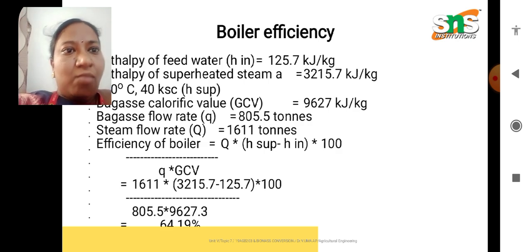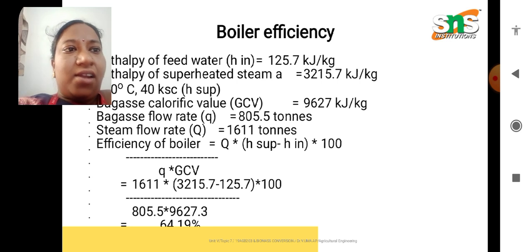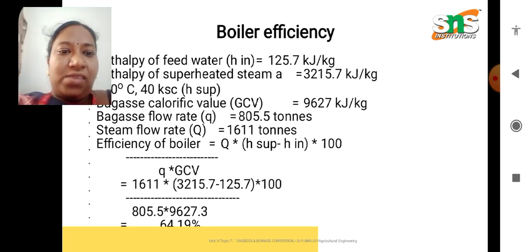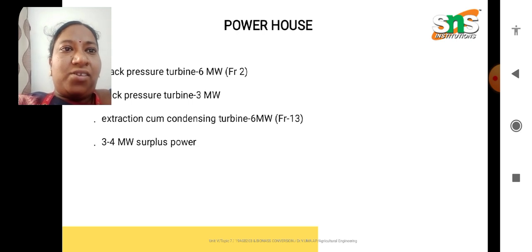So this is the boiler efficiency. Enthalpy of feed water, superheating temperature, gross calorific value of bagasse is 9627 kilojoules per kg, and bagasse flow rate is 805.5 tons. So from that, the efficiency obtained by the boilers is around 64.19%.